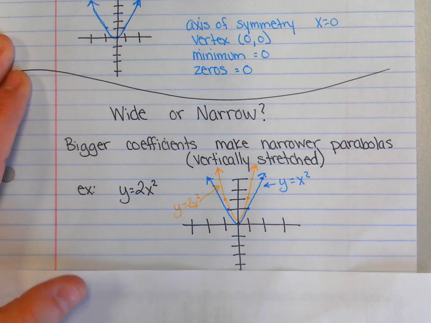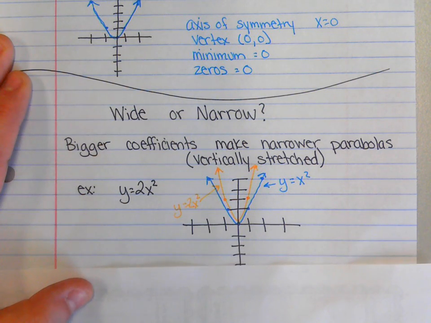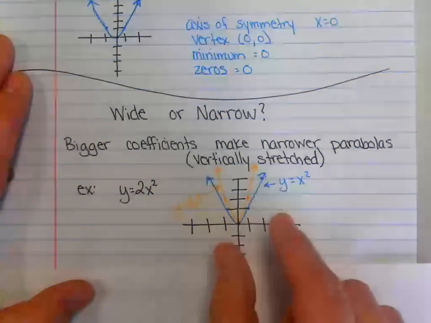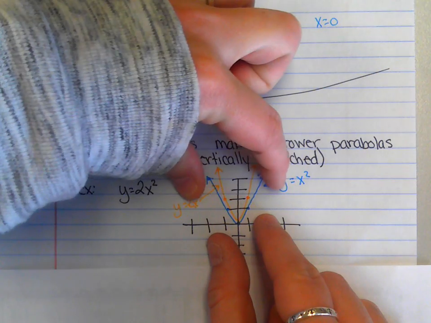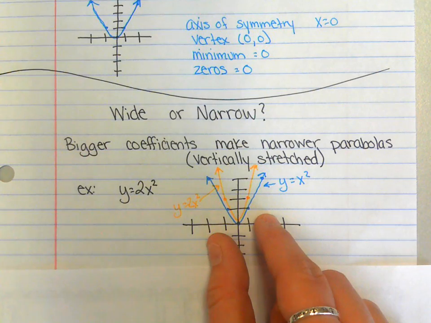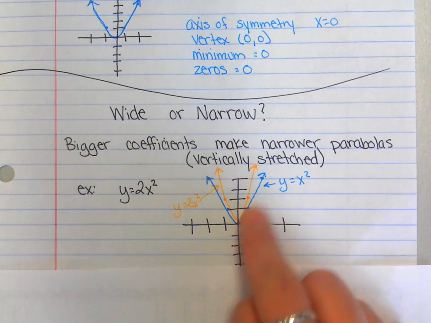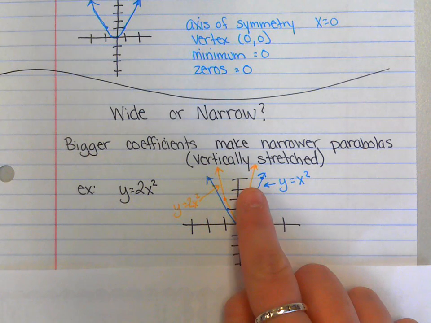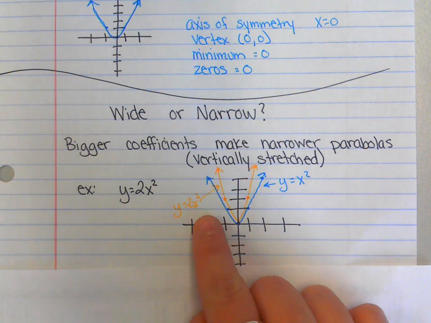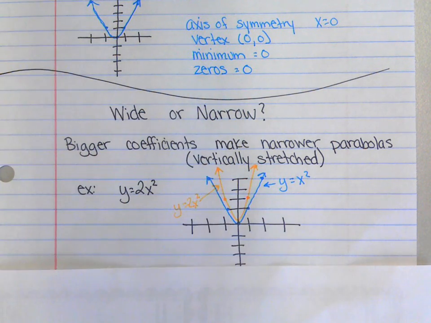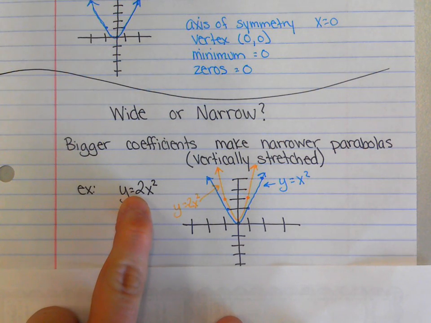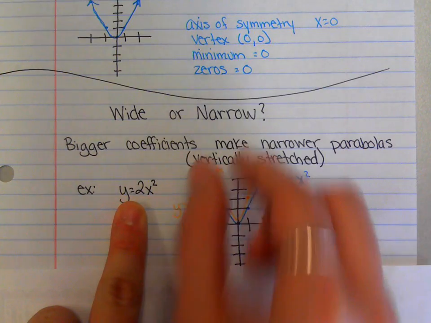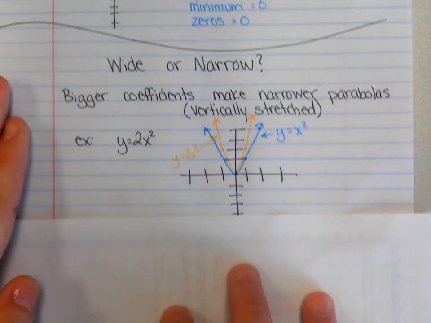Bigger coefficients make narrower parabolas. They call it vertically stretched because it's almost like you took the parabola and kind of pulled it this way and made it more narrow. So in blue, I have my original parent function, y equals x squared. And then in yellow, I have y equals 2x squared. And notice it's a little skinnier, a little narrower. The bigger this number is, the narrower or the skinnier your parabola is going to be.